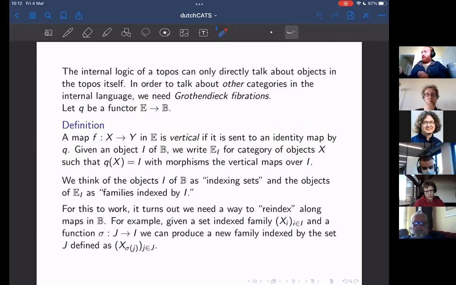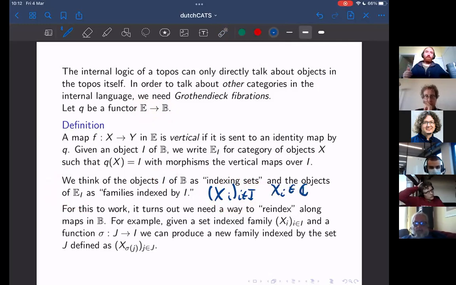And this is an intuitive picture that we think of I as an indexing set, and an element of E_I as being a family indexed by I, so something of the form x_i for i in I, in set theoretic notation. This is always a useful picture, and we can also make this literally true by taking B to be the category of sets, and taking E to be the set indexed families of objects. So these x_i would belong to some category C that we want to talk about.